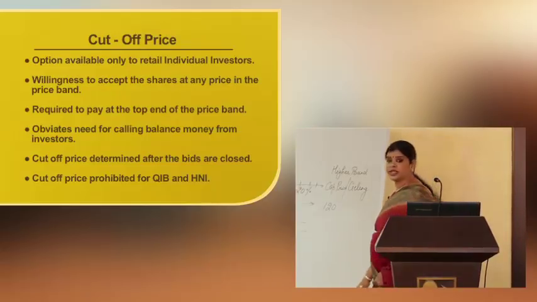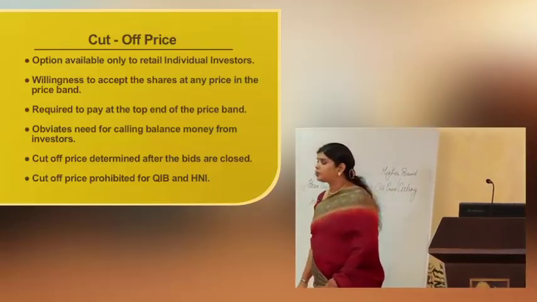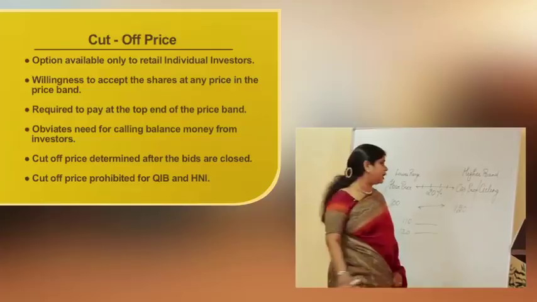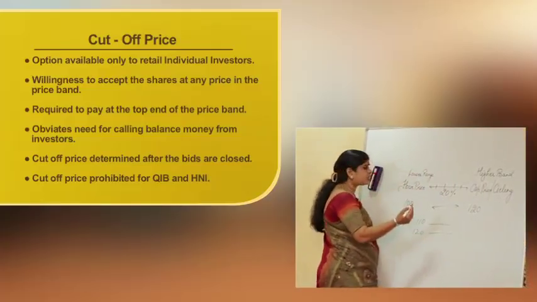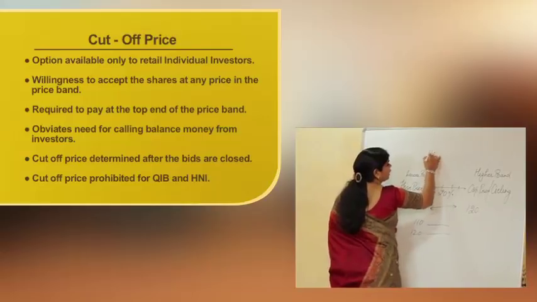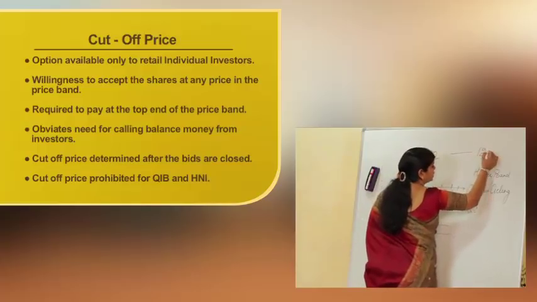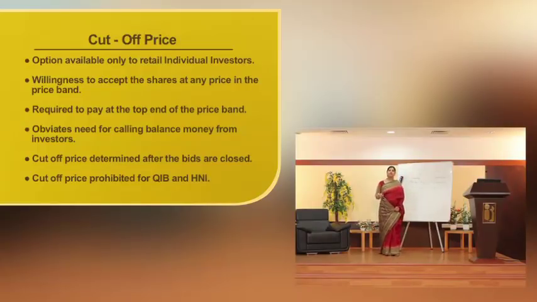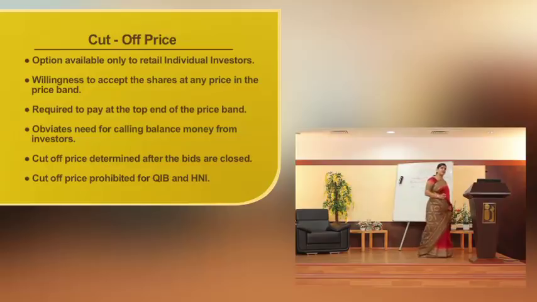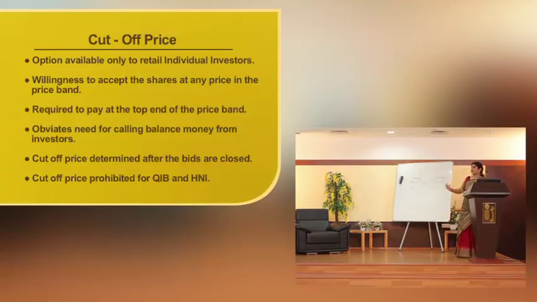So, willingness to accept the shares at any price in the price band, required to pay at the top end of the price band. So, now let us say the applicant or the bidder has bid for 110, but the cutoff price which I decide is 120, right. Now, if I go in for 120 as my cutoff price, by default all the retail individual investors will have to take the allotment at the cutoff price only. They cannot say that we had bid for 110, so we should get 110 as a price. No, it will be 120, which is the cutoff price that will be applicable to them.